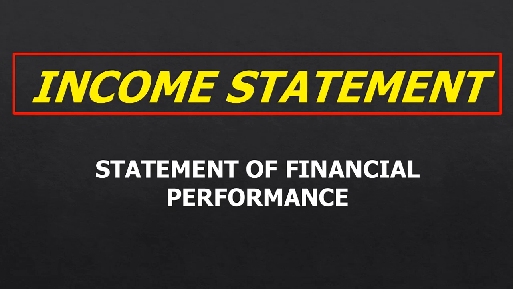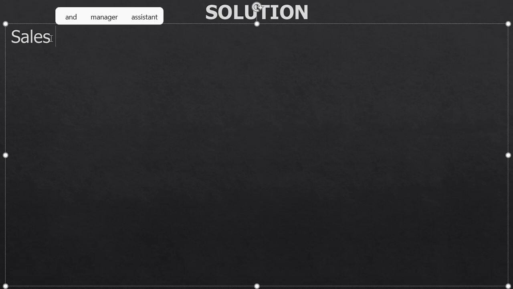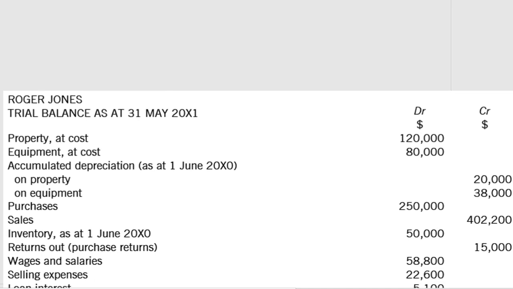Good. So now we can start. Our emphasis is on the income statement, and later we shall use the same question to prepare the balance sheet, or the statement of financial position. Now let us start. We are going to use the format as we have seen. We start with sales and then less sales returns.